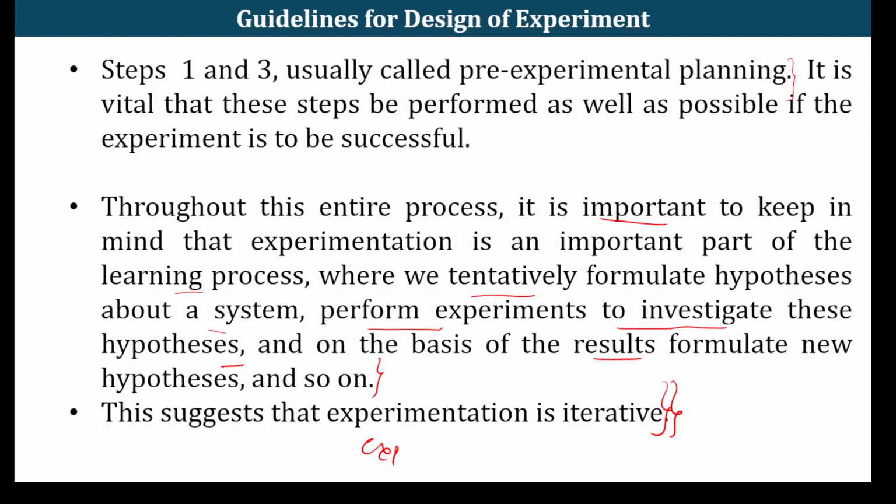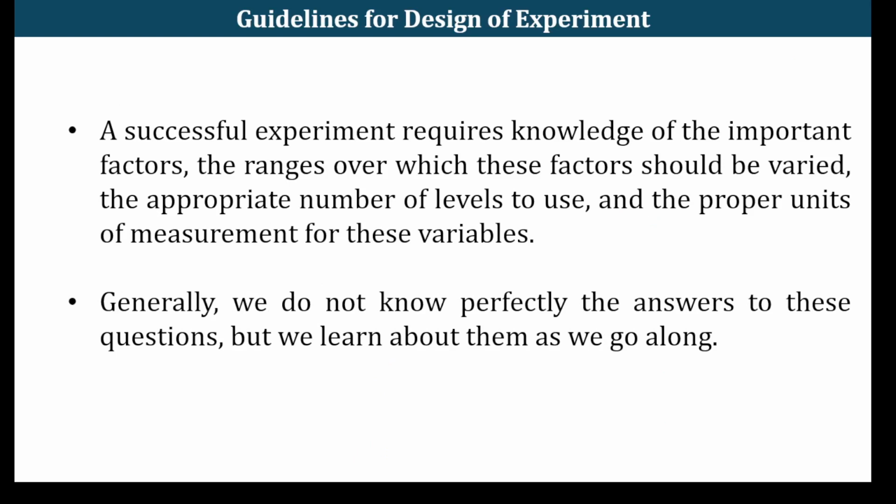If we talk about the guidelines of the experiment, we have covered that. A successful experiment requires knowledge of the important factors, the range over which the factors should be varied, the appropriate number of levels to use, and the proper units. So we have to be very clear about the important factors, the range over which these factors should be varied, the appropriate number of levels to use, and the proper units of measurement for these variables. Generally, we do not know perfectly the answer to these questions, but we learn throughout the experimental process.